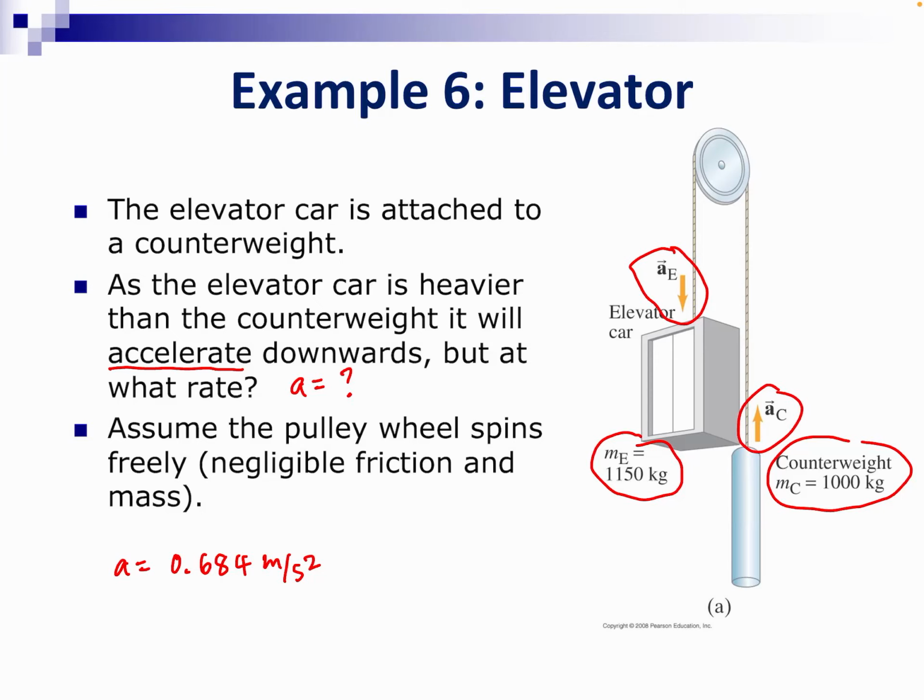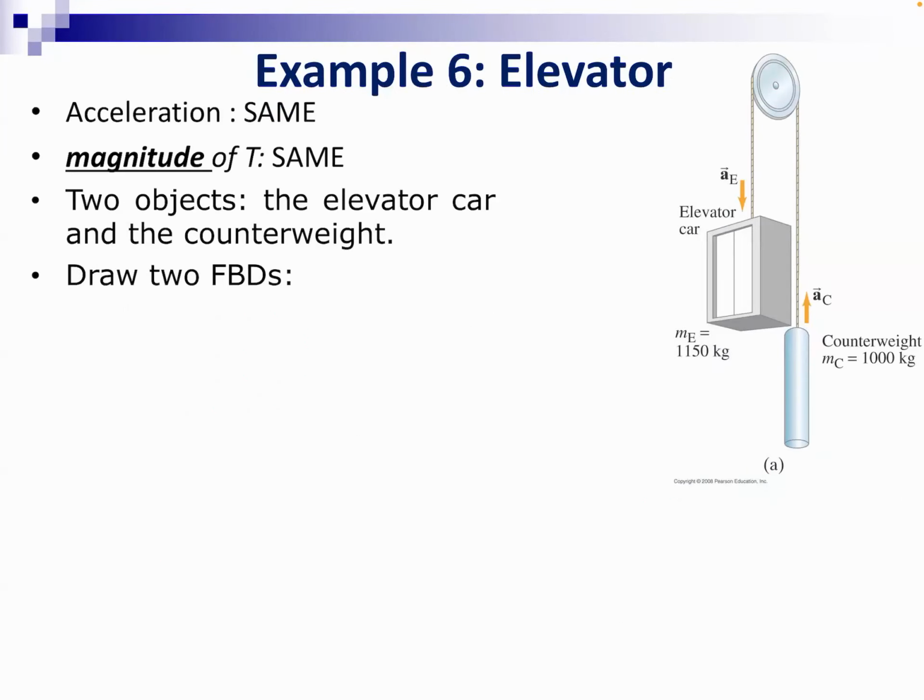Okay, should we look at the solution for this? Okay, so again, the two objects: the elevator car, you can say that this is object one, and the counterweight, you can say that that's the second object. They're connected by the same rope, and therefore the tension on this rope will be the same, and the acceleration of the car and the counterweight should be the same.